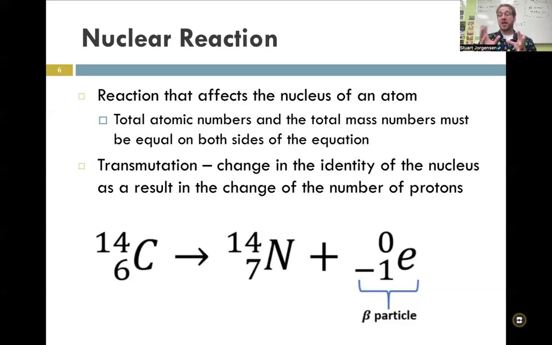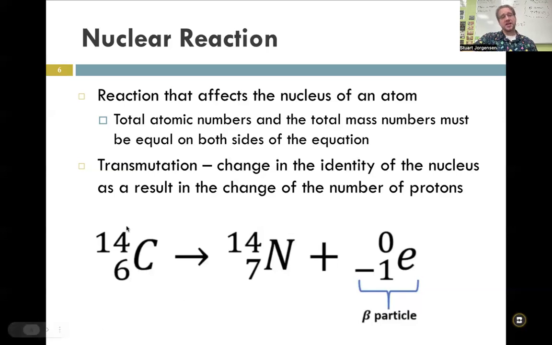But we can change for a particular atom the number of protons, which is going to change the identity of the nucleus. We call that a transmutation. For all my Full Metal Alchemist fans, it is a real thing. If you transmute an element, that means you've changed the identity of the nucleus as a result of changing the number of protons.